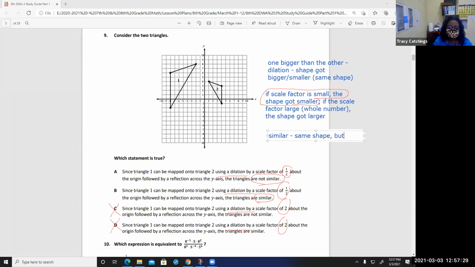Similar means the same shape, but you are a different size. London, you told us earlier it looked like the same triangle, so would we say it's similar? Yes. B would be our correct answer.